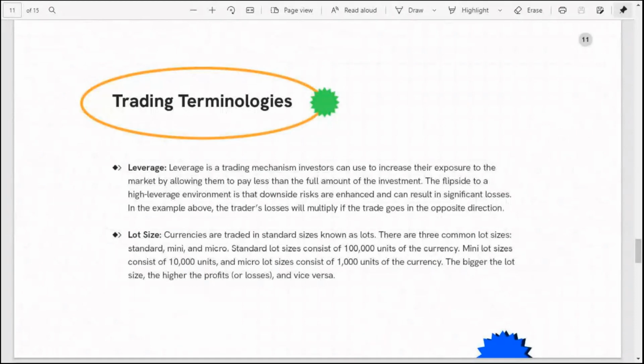So we have the standard lot size, which consists of 100,000 units of the currency. We have the mini lot size, which consists of 10,000 units of the currency. And we have the micro lot size, which consists of 1,000 units of currency. It's basically 1, 0.1, and 0.01. MT4 guys, they would understand this. One standard lot, 0.10 mini lot, 0.01 micro lot. The bigger the lot size, the higher the profits. That's just the truth. And the bigger the lot size, the higher the losses if the market goes against your direction, and vice versa.